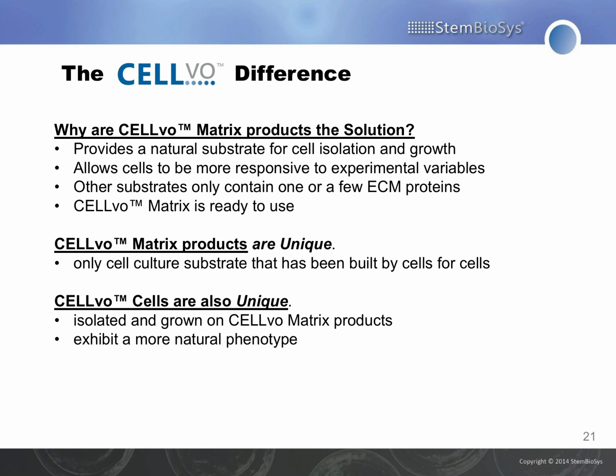And one of the other things about this matrix, obviously, is it's ready to use. It's on the dish. We ask that you add your cell culture media or just PBS to these dishes for a period of time just before you start your cell culture. There's no coating required or overnight processes. It's a very unique product. There are no other products like this out on the market that have a cell-derived extracellular matrix. And the cells are unique in the way that I just described. They've been isolated and grown on the CELLVO Matrix products, and therefore they're exhibiting a more natural cell phenotype.